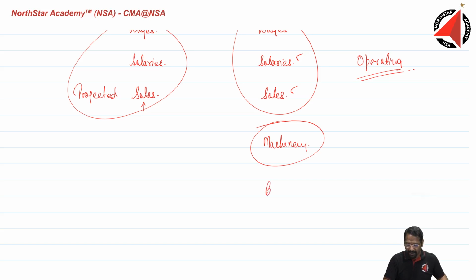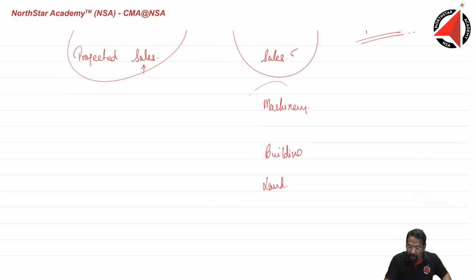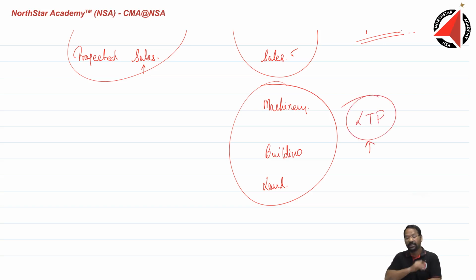Every year I have to buy a building. Every year I have to buy land. Every year I need to issue debentures. Answer is no. These are not regular routine activities. But don't you think a lot of money goes into these activities? Don't you think long-term planning needs to be done for these activities? Answer is yes. Long-term planning needs to be done for these activities.